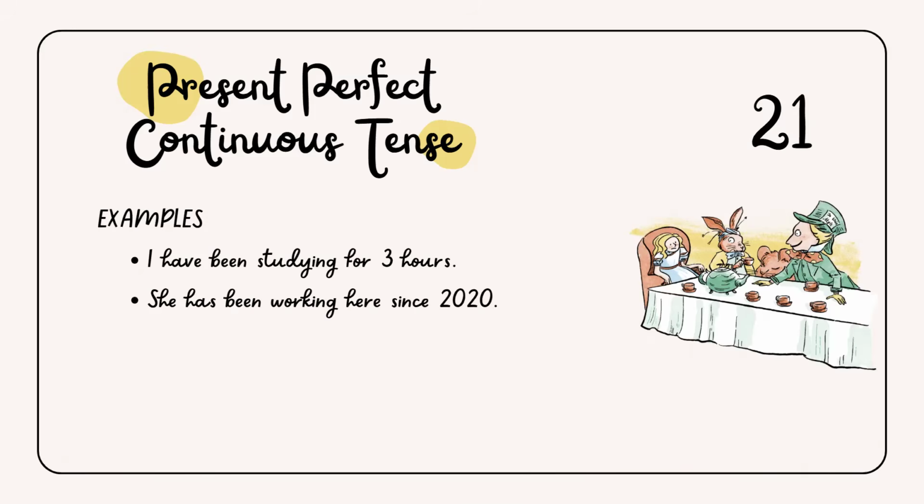For example, I have been studying for 3 hours. So basically, you started the action in the past and you're still studying, and the emphasis on time is given here. So that's why I'm using present perfect continuous tense. She has been working here since 2020. So in this example, she started working before 2020. Let's keep it in a way that she started working in 2000, and from 2005 till now she's working in the same place. So that's why the action is still continuing and we are using present perfect continuous tense here.